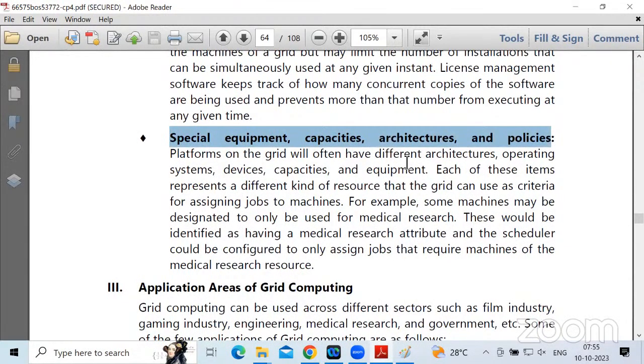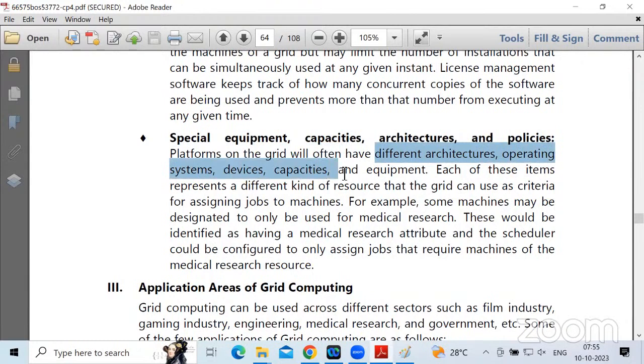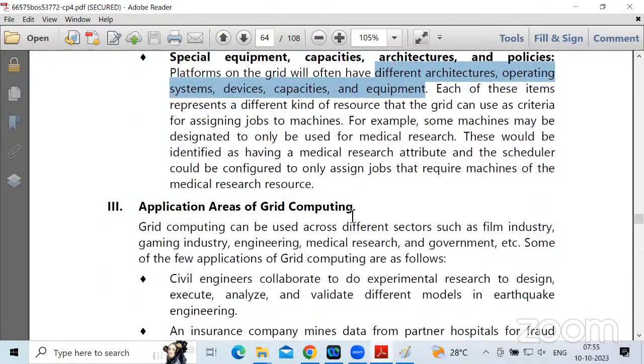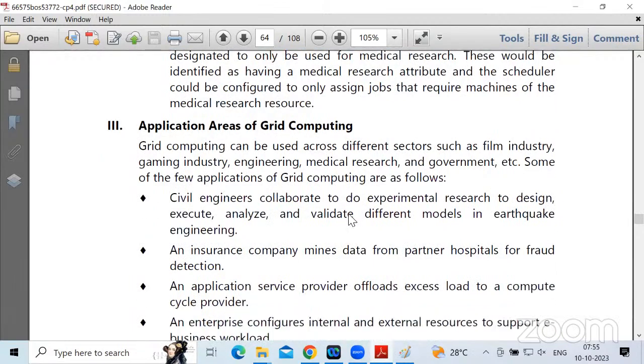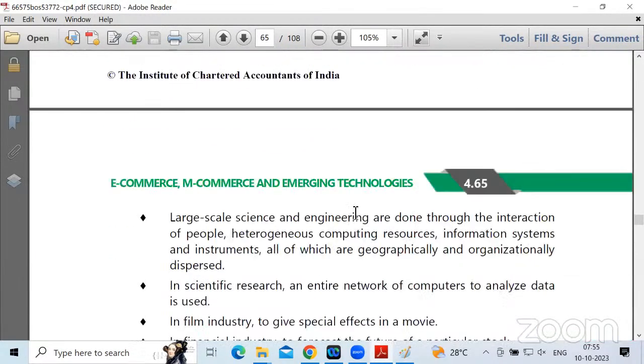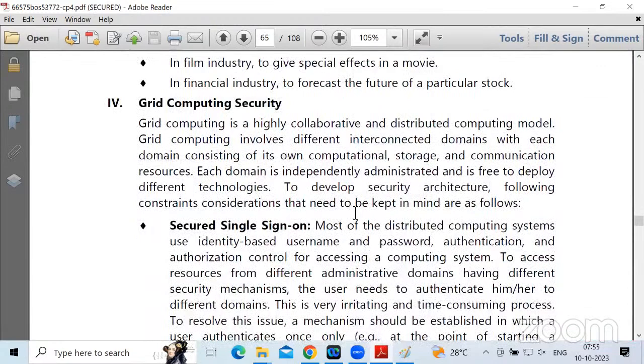See, the grid network will have different architectures, different operating systems, different devices, different capacities, and different equipment. But still, all can work for the performance of the task. Now, application areas of grid computing, there is no big deal.